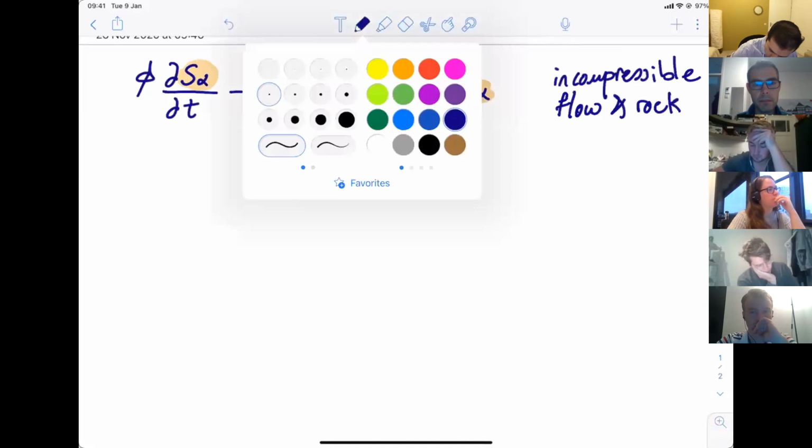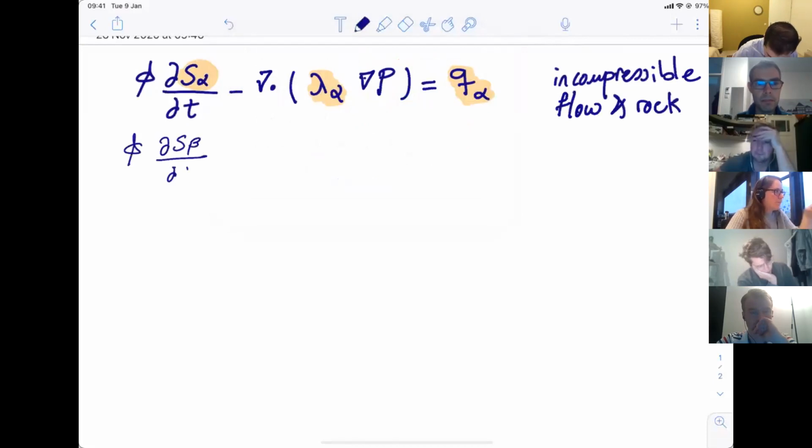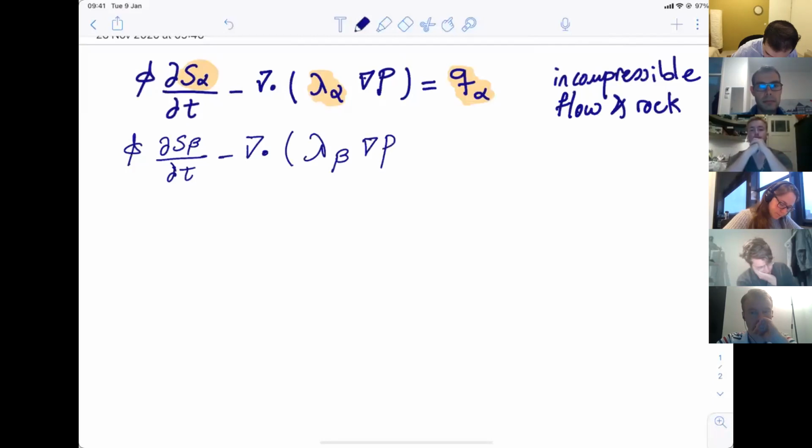Now, I also want to write it for phase beta. Imagine I have a two-phase system. So I have phi d S beta dt minus divergence lambda beta grad pressure is Q beta.